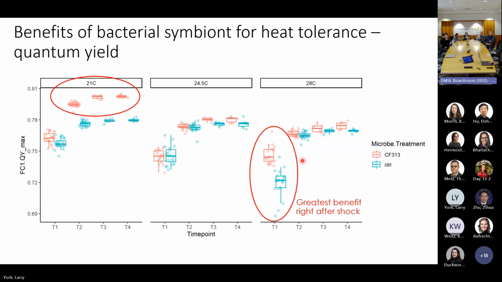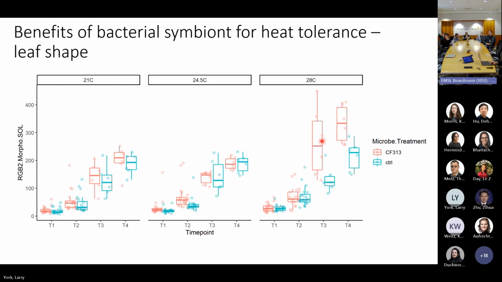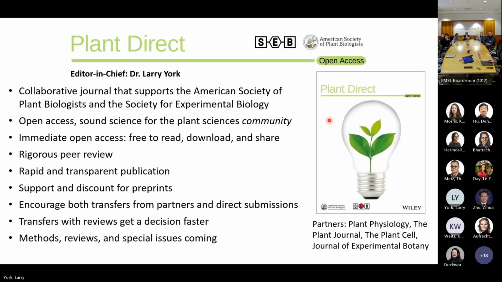actually makes sense because we know that Variovorax, the red is the Variovorax with the bacteria, increased quantum yield, which means that it's helpful. But we know that Variovorax basically confers stress tolerance that otherwise the plant develops by itself over time. So it makes sense that's the first time point we see that difference. And then it's also interesting that this is the type of trait that we wouldn't usually measure, but there's this big difference in leaf shape. So I have to follow up on what's causing this. But that's at the later time points at the high temperature.